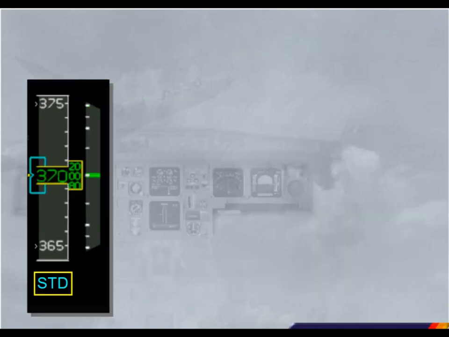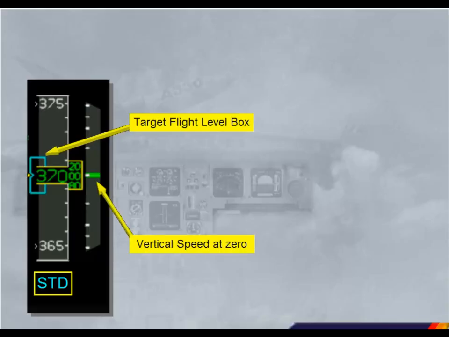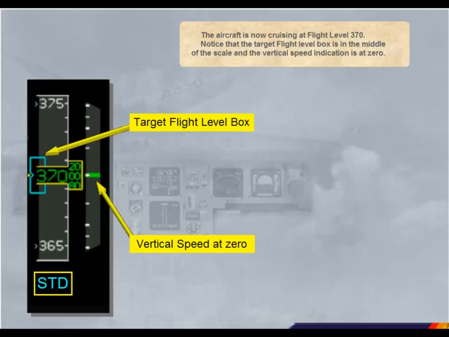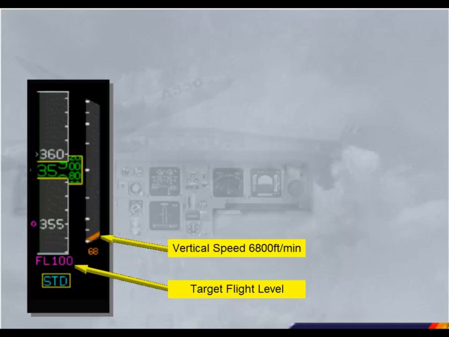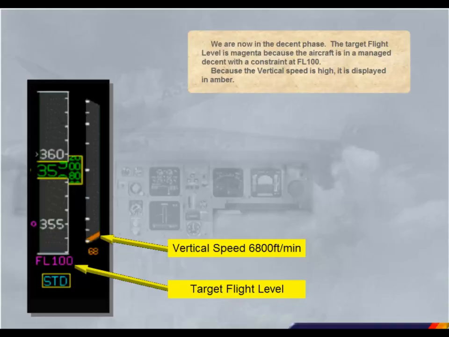The aircraft is now cruising at flight level 370. Notice that the target flight level box is in the middle of the scale and the vertical speed indication is at 0. We are now in the descent phase. The target flight level is magenta because the aircraft is in a managed descent with a constraint at flight level 100. Because the vertical speed is high, it is displayed in amber.